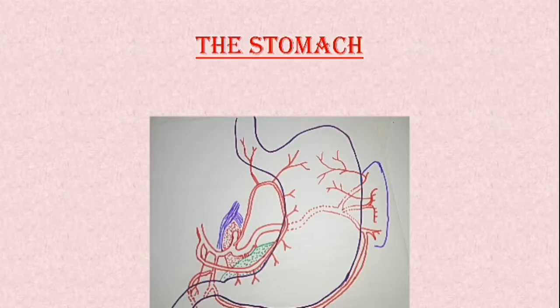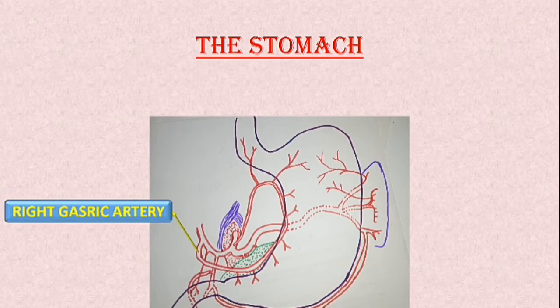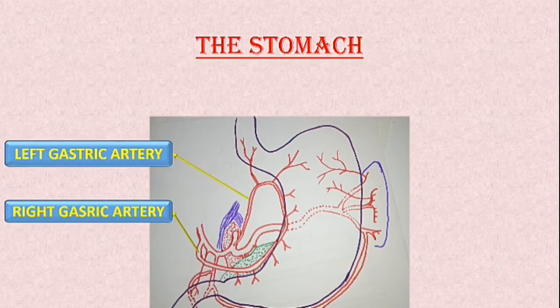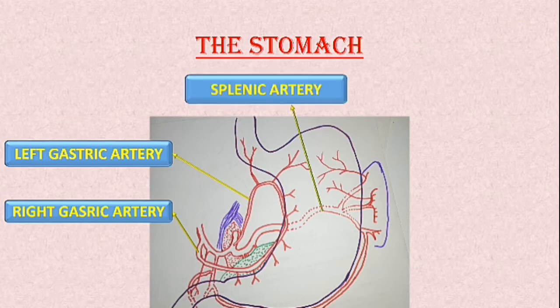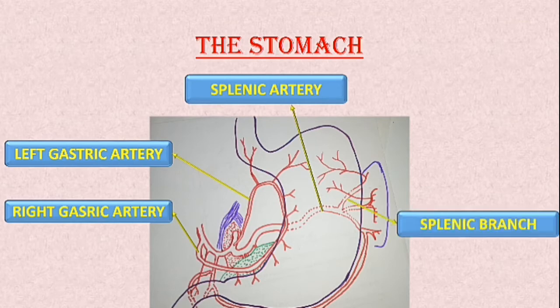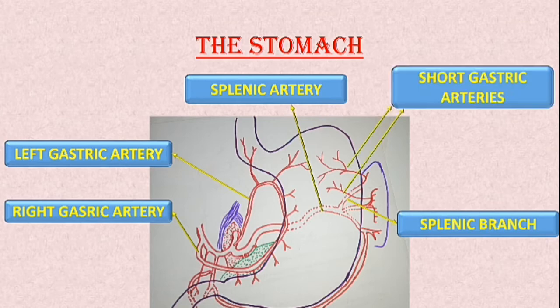The right gastric artery, which branches from the common hepatic artery, and the left gastric artery, which branches directly from the celiac trunk, form a loop that supplies the stomach wall along the lesser curvature. The splenic artery passes in the lateral direction beneath and posterior to the stomach wall to give the splenic branches and the short gastric arteries, which supply the fundus of the stomach.